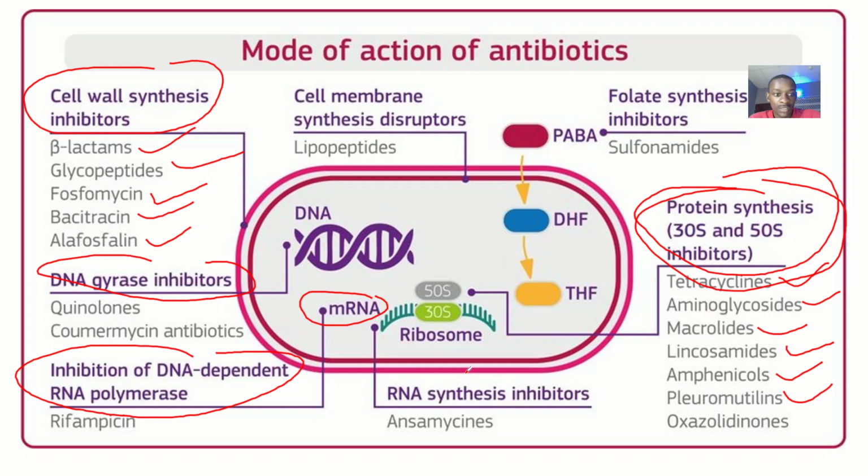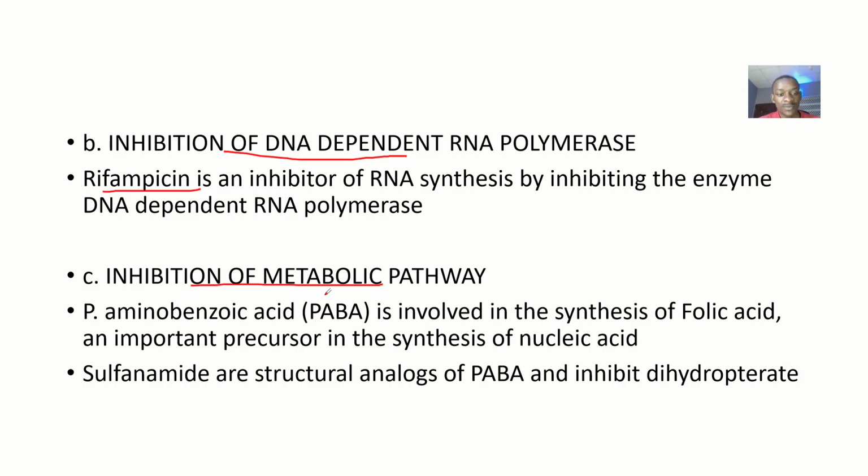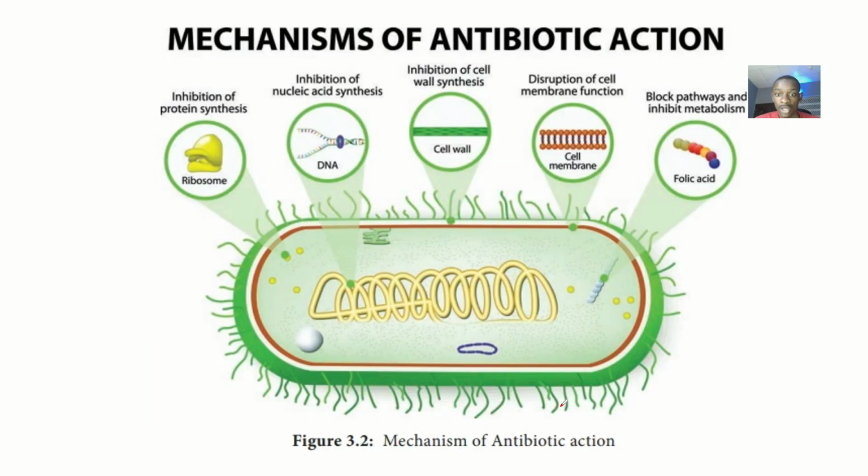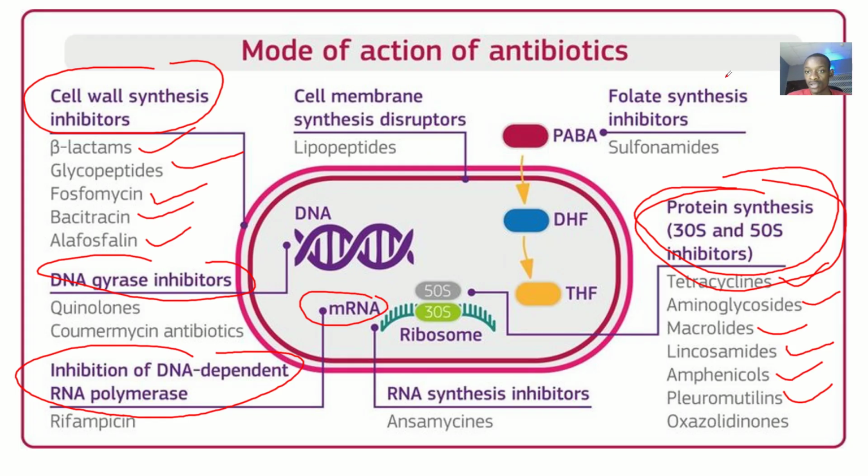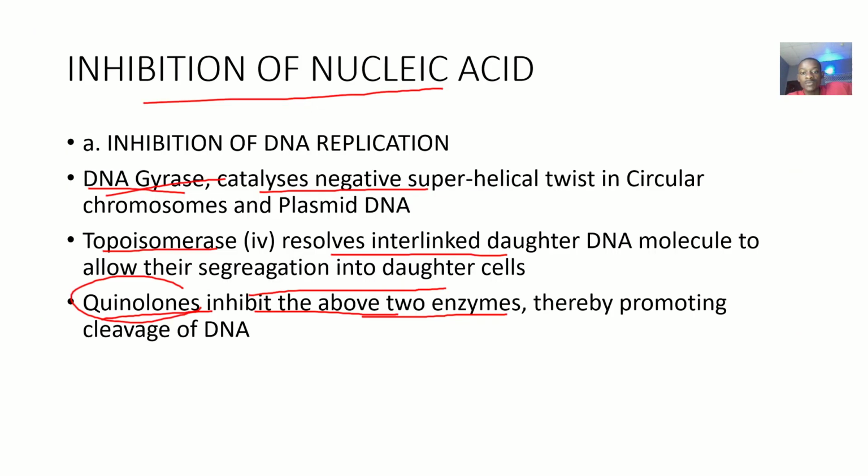Then also inhibition of metabolic pathways. Let's read about it. You have p-aminobenzoic acid, PABA, which is involved in the synthesis of folic acid, an important precursor in the synthesis of nucleic acid. Sulfonamides are structural analogs of p-aminobenzoic acid, so they act like PABA but inhibit the process. They can inhibit the dihydropteroate synthase. This is folate synthesis: inhibition of folate synthesis.